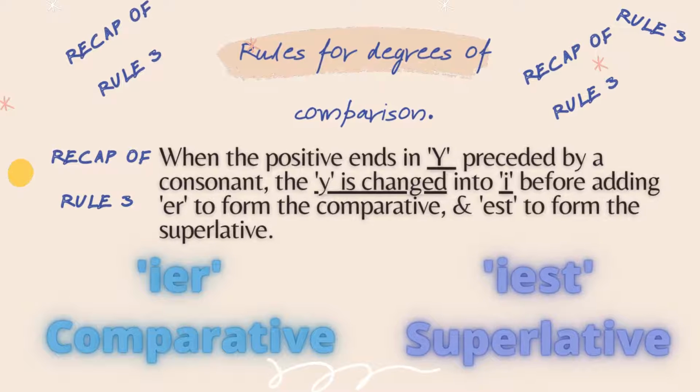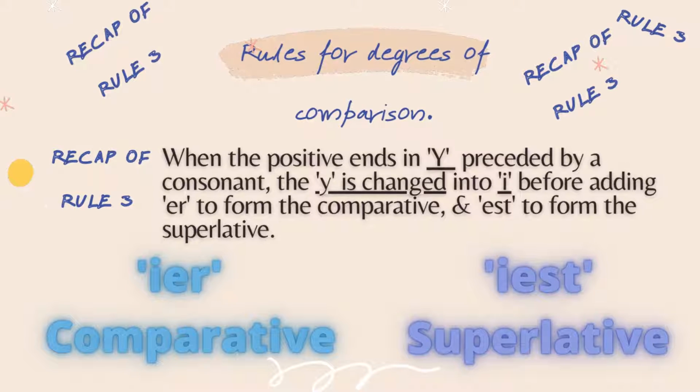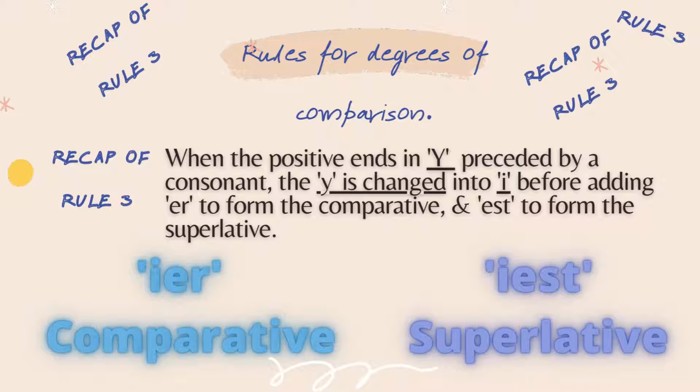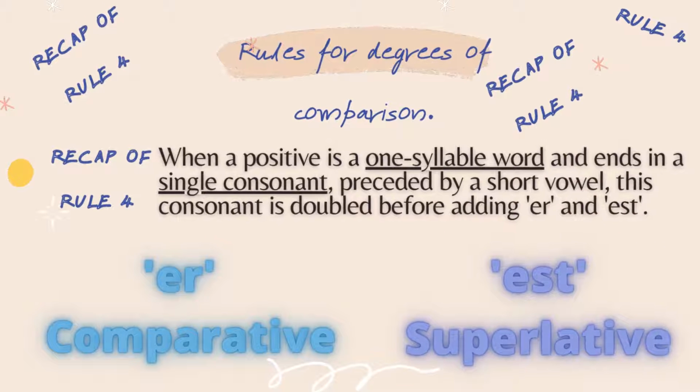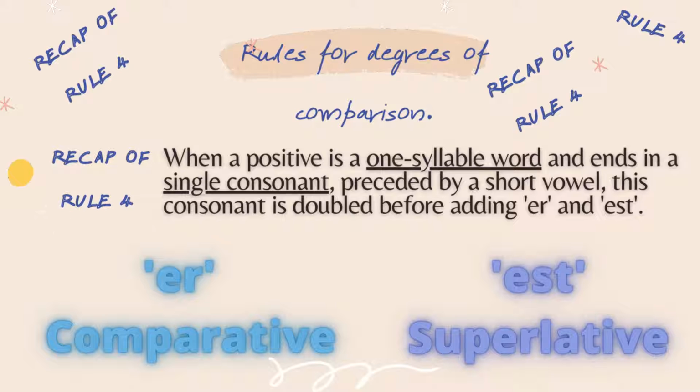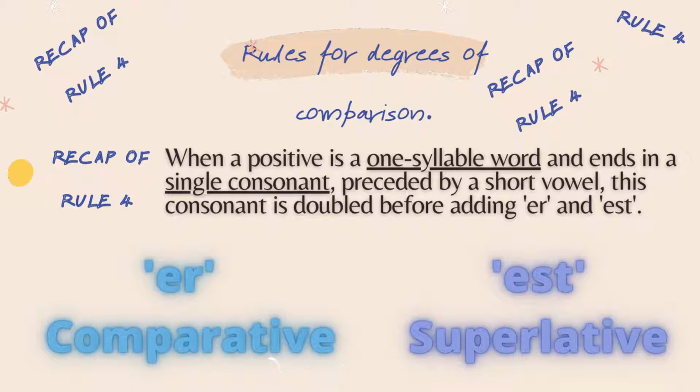Rule number 3, when the word ends with Y, happy. You should cut out the Y and add I instead: I-E-R, happy, happier, and happiest to form the superlative. Rule number 4, when the positive is a one-syllable word, as in big, B-I-G, which has a vowel I followed by a consonant G. You should double the consonant, B-I-G-G, and add ER to form the comparative, and EST to form the superlative: big, bigger, and biggest.